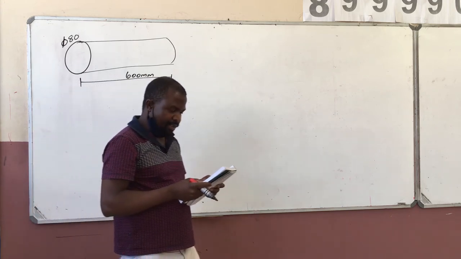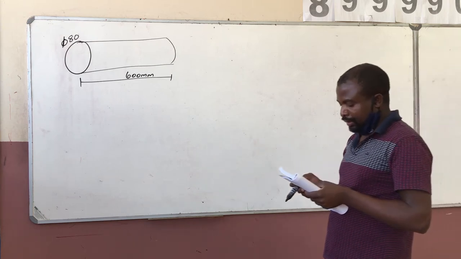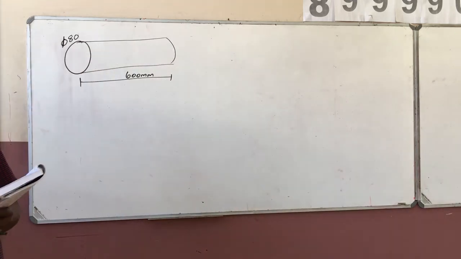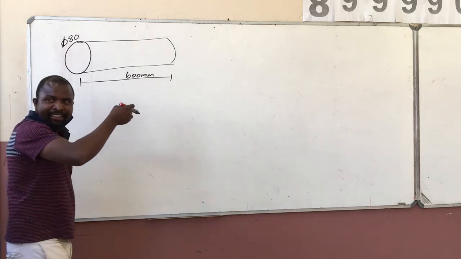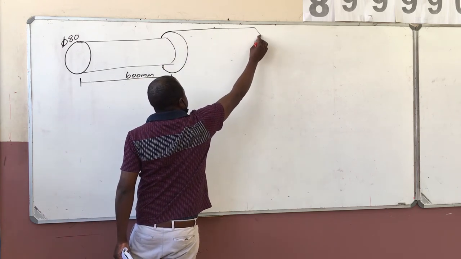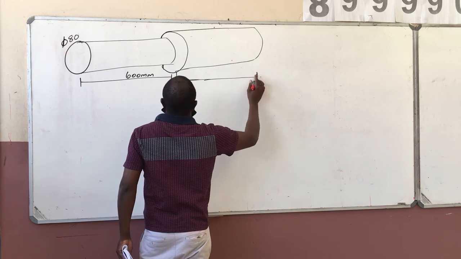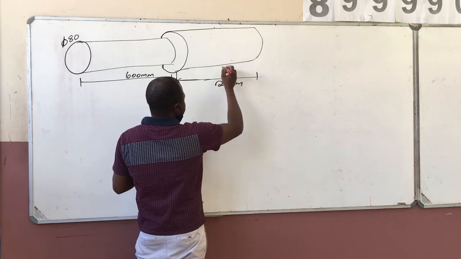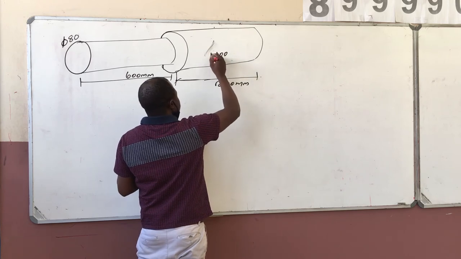The second section is a solid bar. Once they talk about a bar, it means it doesn't have a wall. It has a length of 200 and a diameter of 100. So where do I connect the second bar? At this end, ne? Yes, I connect it there. From there to there they say it's how long? 200 millimeters. And the diameter is 100.